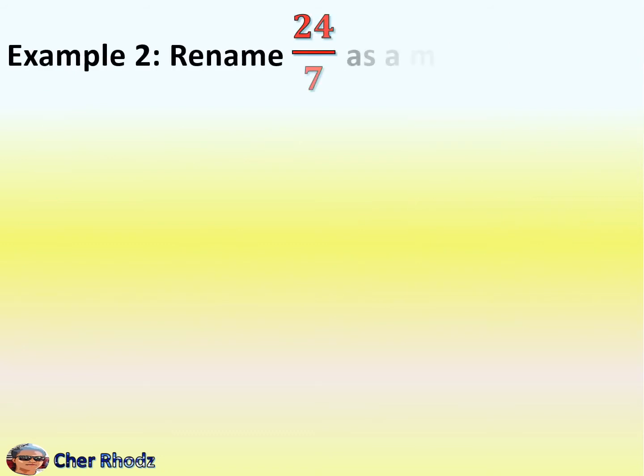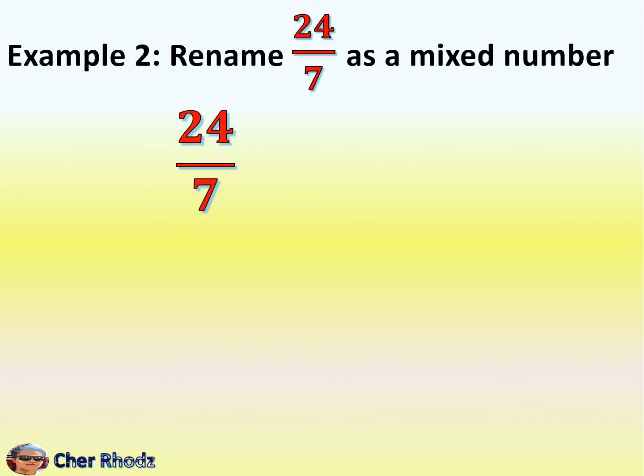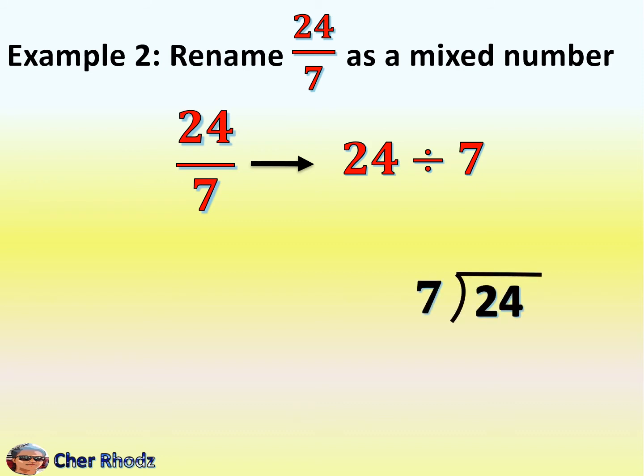Let's have example number 2. Rename 24/7 as a mixed number. By renaming 24/7, let's divide 24 by 7. Performing the operation, we got a quotient which is 3 and a remainder which is also equal to 3.